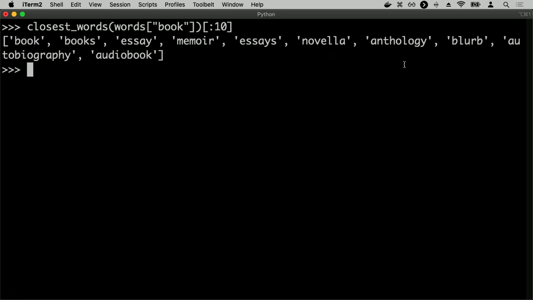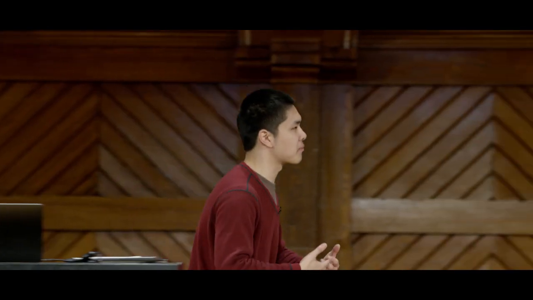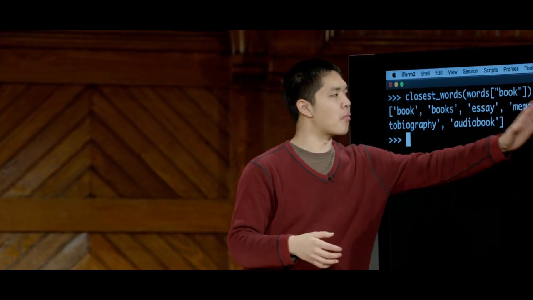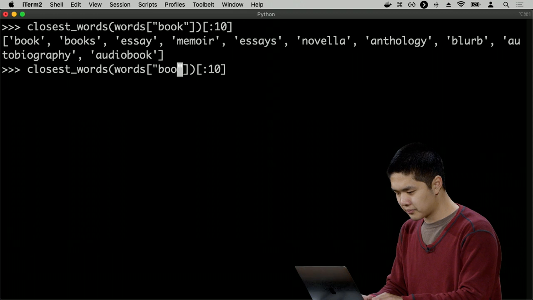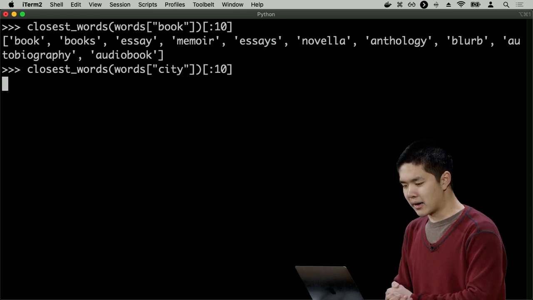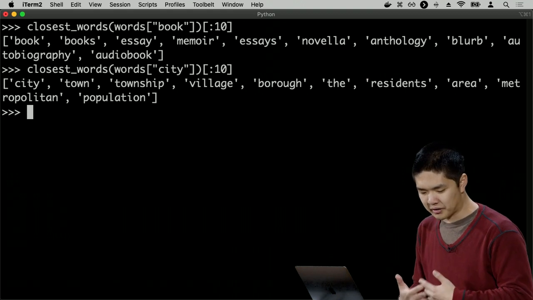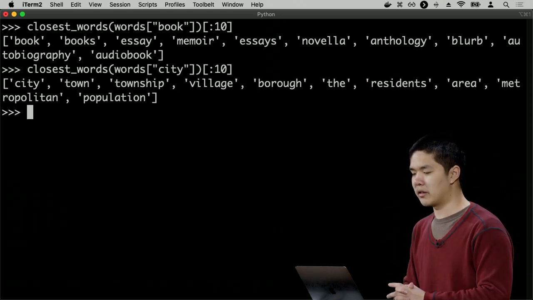And why are these words that it was able to compute are close to it? Well, because based on the corpus of information that this algorithm was trained on, the vectors arose based on what words show up in a similar context. The word book shows up in a similar context, with similar other words, to words like memoir and essays, for example. And if I get the closest words to city, you end up getting city, town, township, village. These are words that happen to show up in a similar context to the word city.